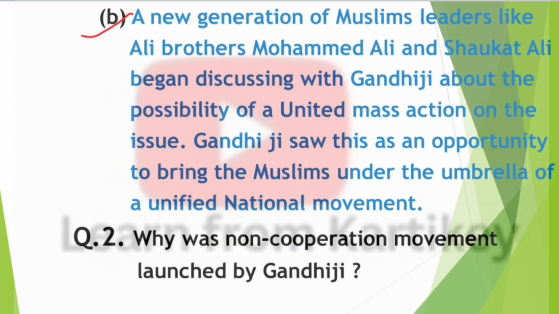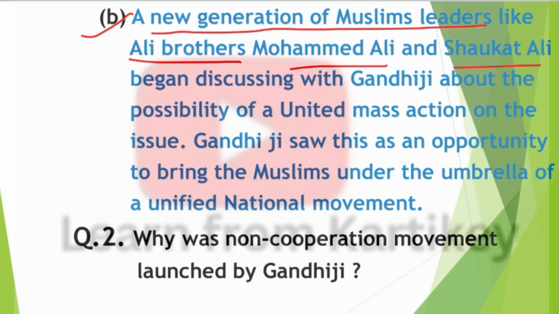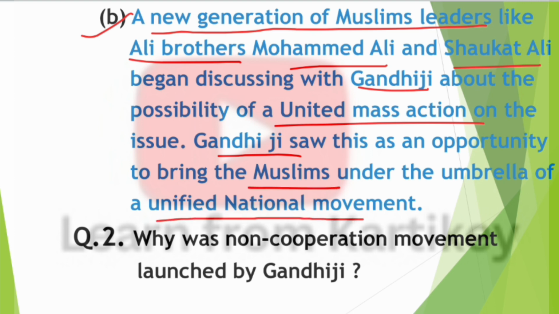Second point, a new generation of Muslim leaders like Muhammad Ali and Shaukat Ali, the Ali brothers, were discussing with Gandhi ji the possibility of a united mass action on the issue. Gandhi ji saw this as an opportunity to bring the Muslims under the umbrella of a unified national movement.